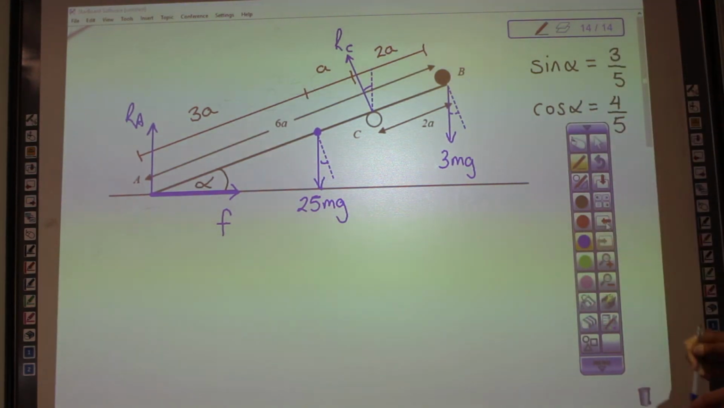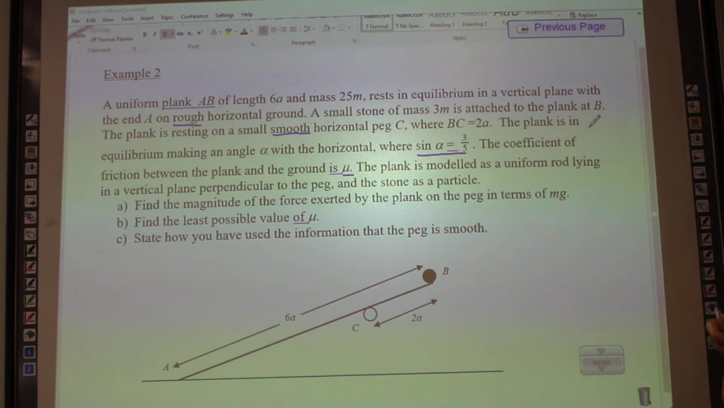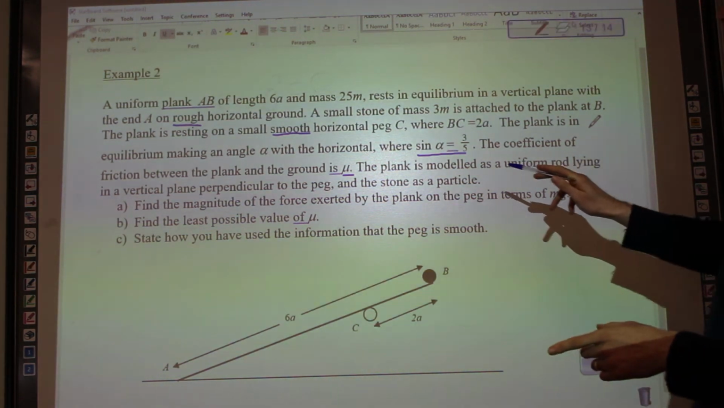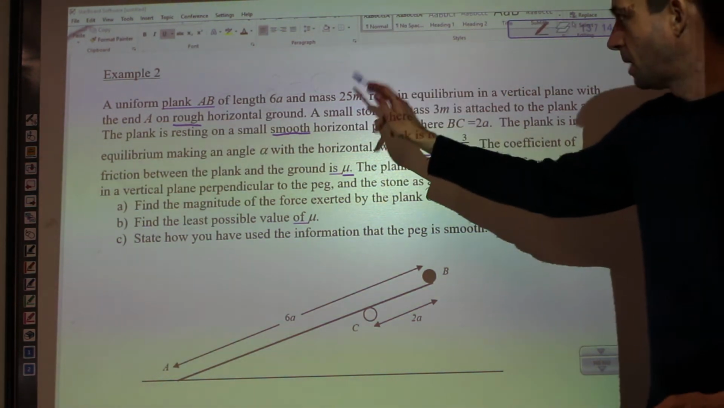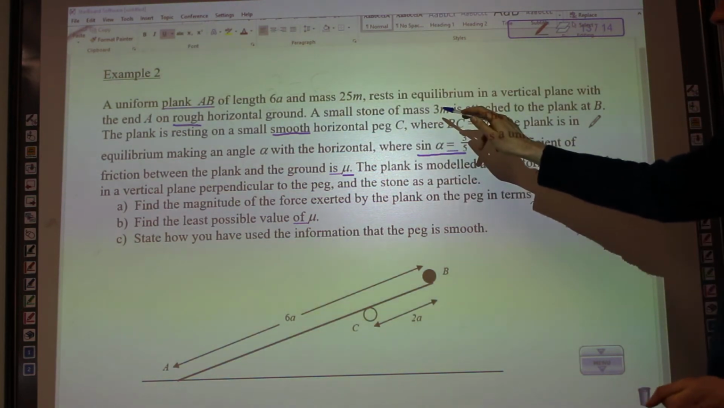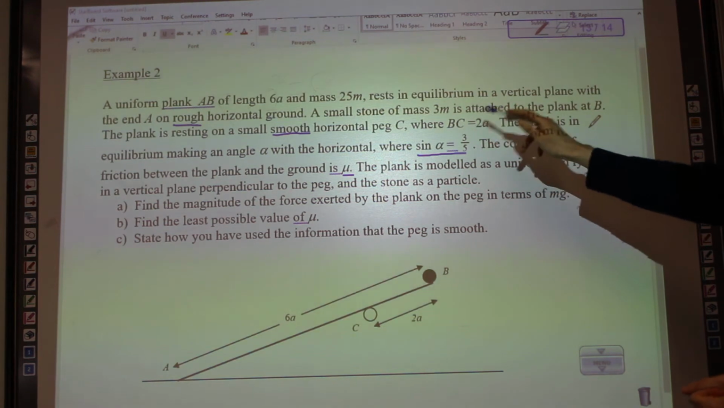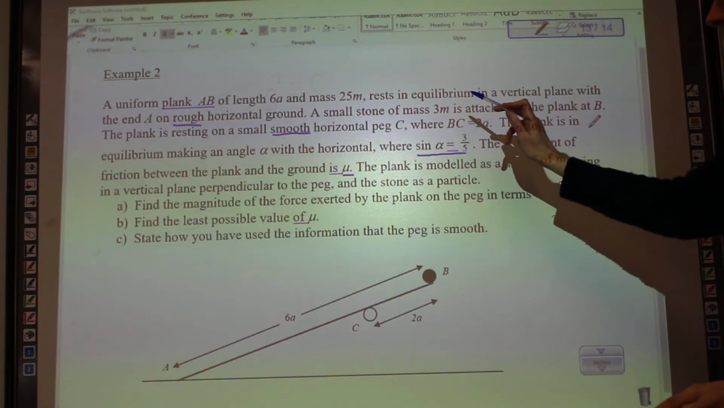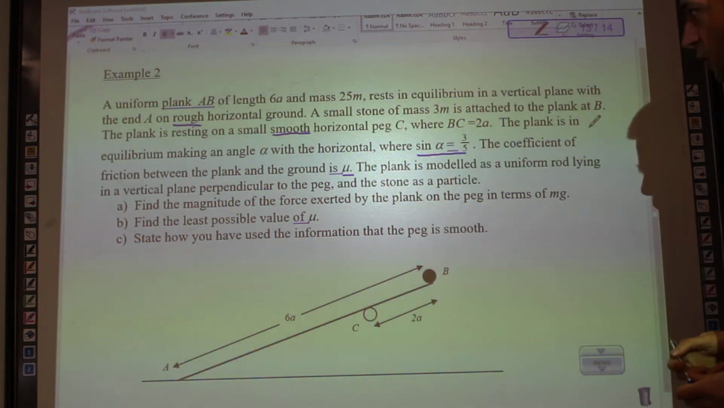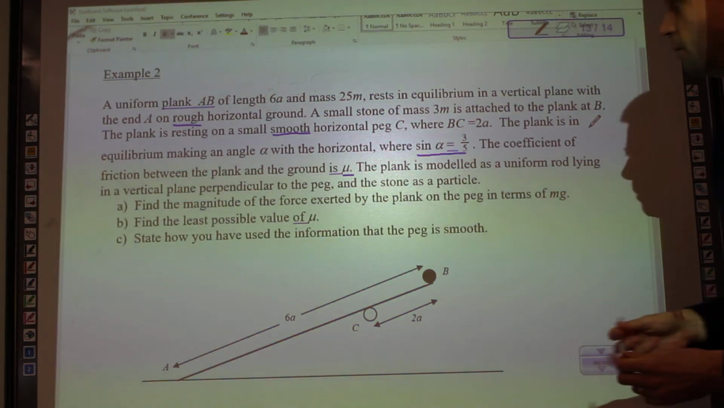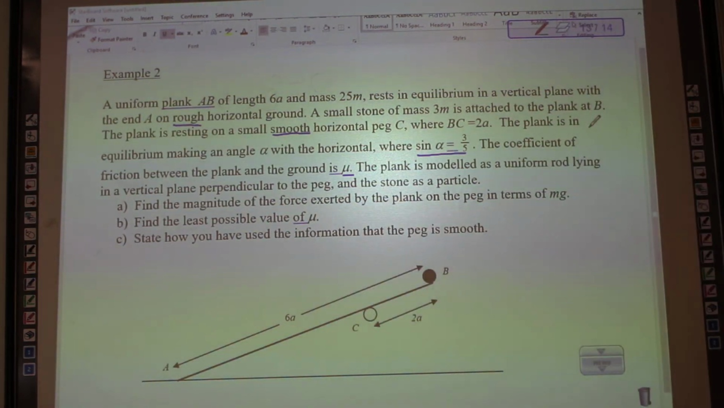Right, let's review again what it is that we are working on. So we've got mass 25m, a small stone of mass 3m attached at B, a smooth horizontal peg at C where BC equals 2a, and we've dealt with that, and at the moment we don't know the coefficient of friction. Okay. So the first thing that we're being asked is to find the magnitude of the force exerted by the plank on the peg in terms of mg.